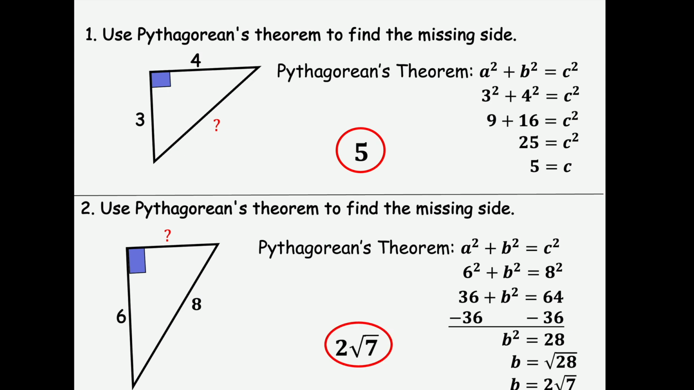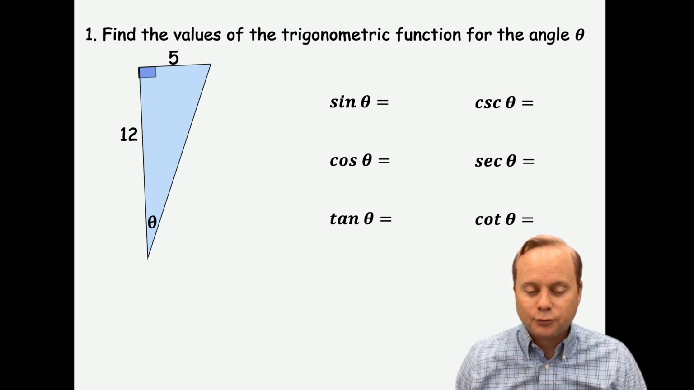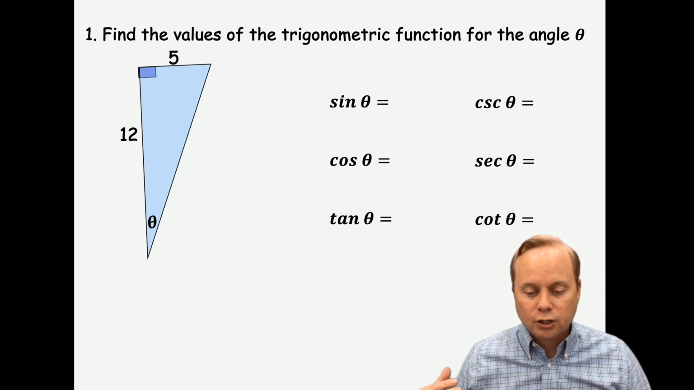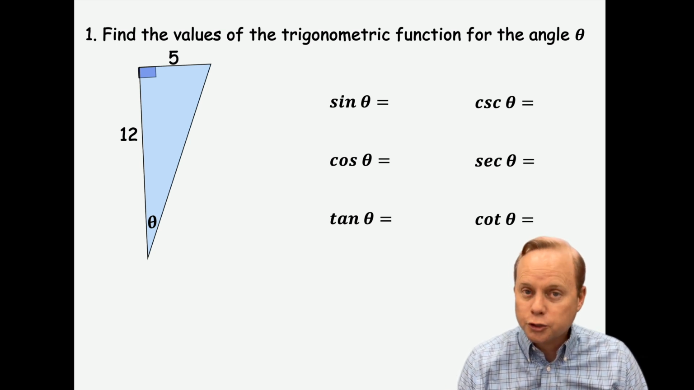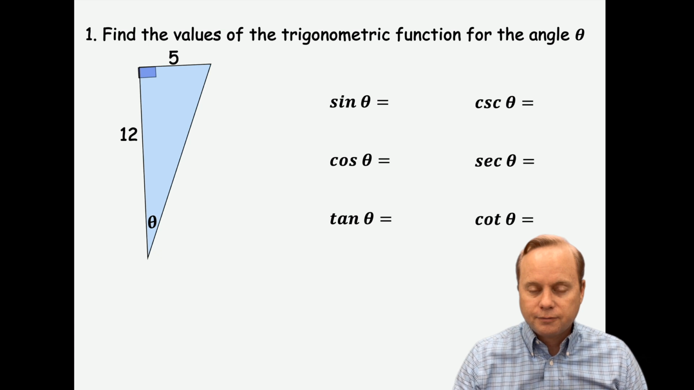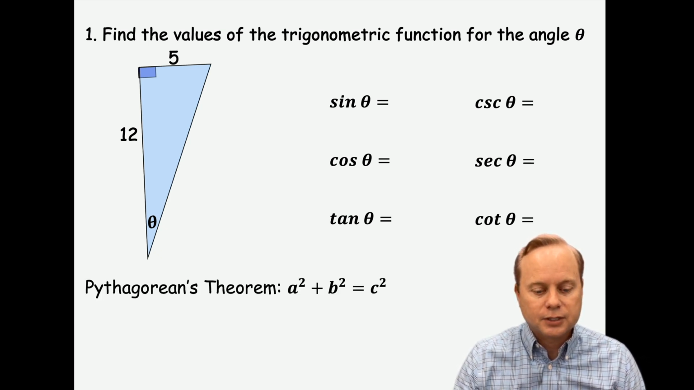Okay, now we're going to take that knowledge that we've got for the Pythagorean theorem as well as the trigonometric ratios, and we're going to combine it all together. All right, so we've got this one here. We're asked to find essentially these trigonometric ratios, right? All these values: sine, cosine, tangent, cosecant, secant, and cotangent. Well, it's kind of hard to do that unless I know all of the sides of the triangle. So my very first thing is to find and identify all the sides. In order to do that, I'm going to use Pythagorean's theorem. That's what we just did.